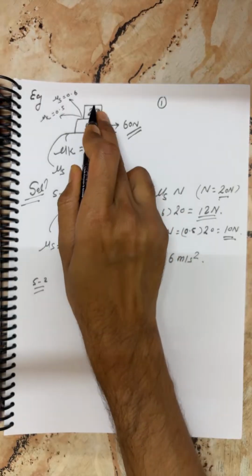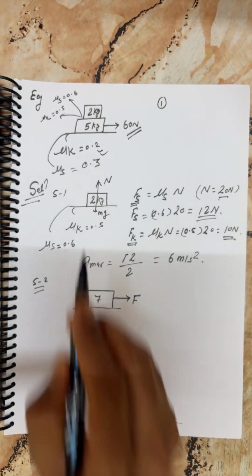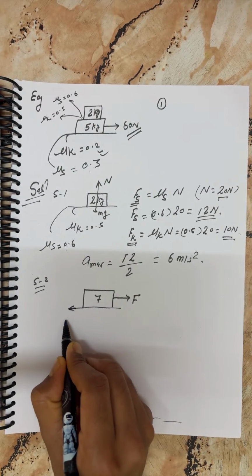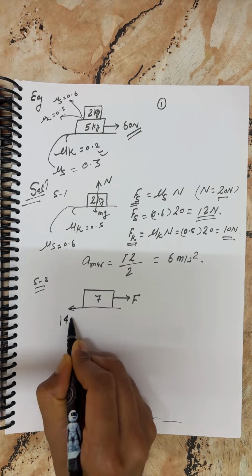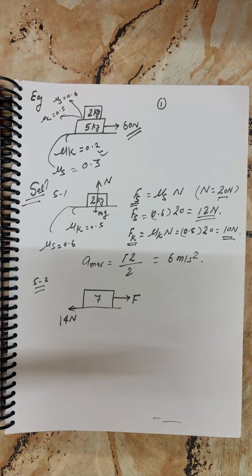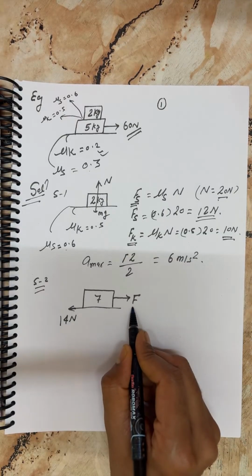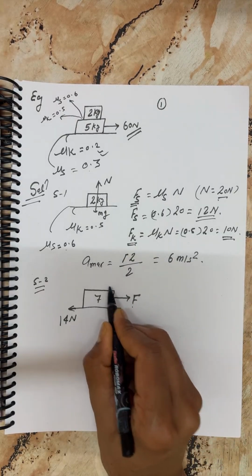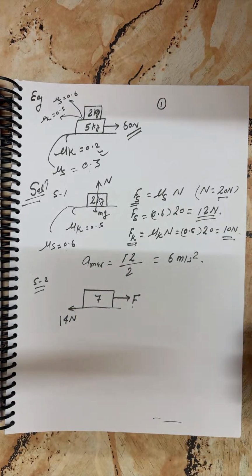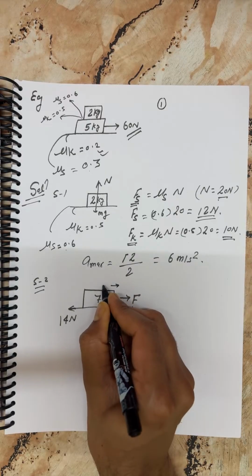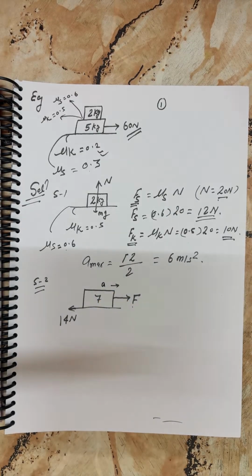So you can write 5 plus 2, that is 7, and 7 into the kinetic friction coefficient. The friction acting over here equals 14 Newton. Now, students, what is our target? We have a target to find the value of F. Now you are applying the driving force towards the right, so this is the applied force, and this is the acceleration direction here.